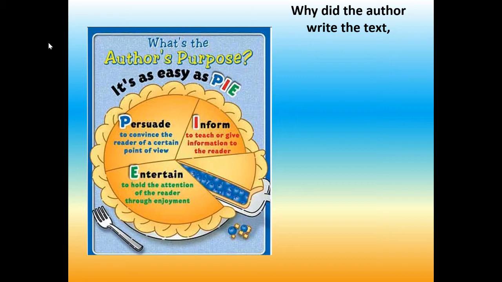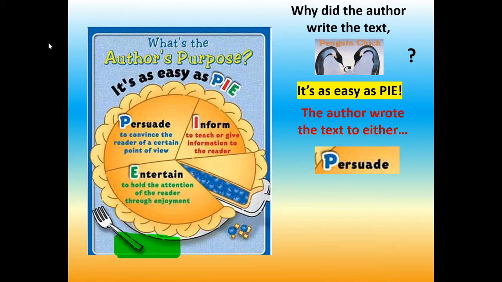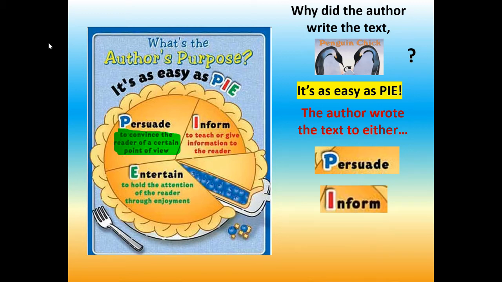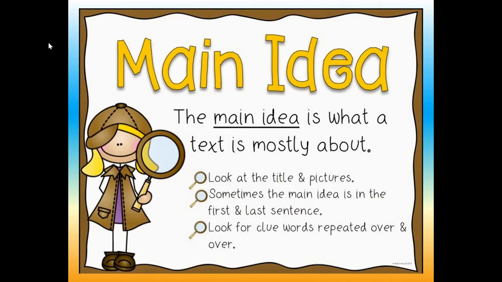What's the author's purpose, or why did the author write the text Penguin Chick? Well, it's as easy as pie, P-I-E. The author wrote the text to either persuade, and persuade means to convince the reader of a certain point of view, or to inform, I stands for inform, to teach or give information to the reader, or entertain, E stands for entertain, to hold the attention of the reader through enjoyment, like a story.